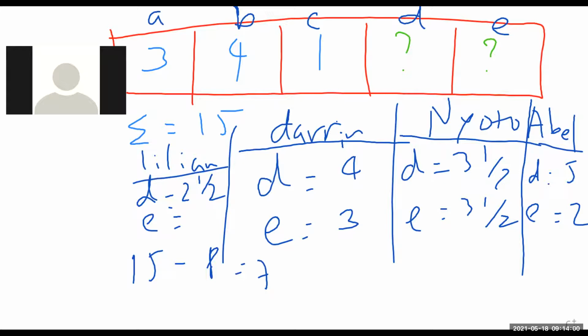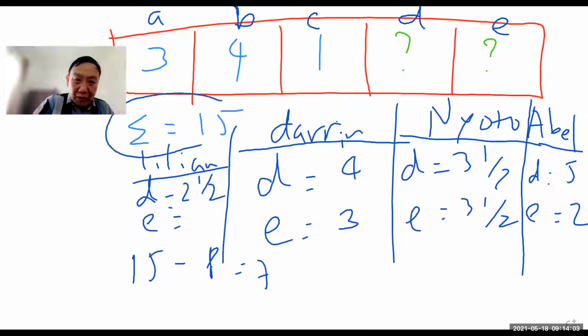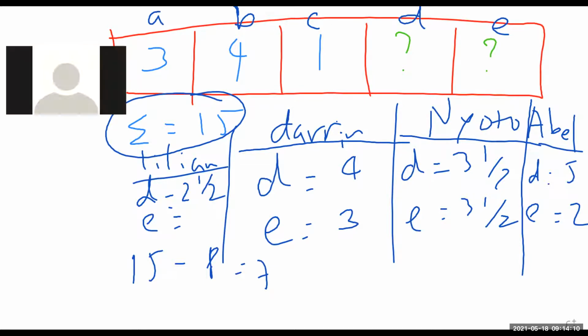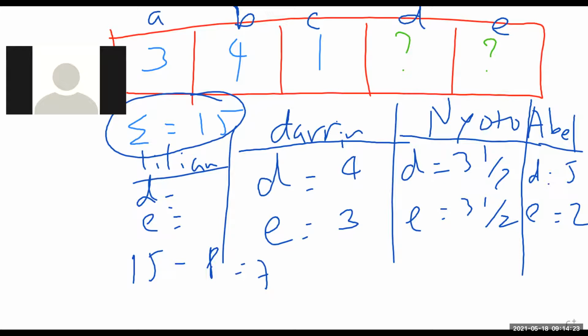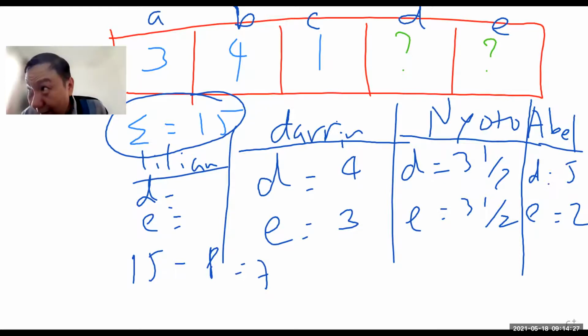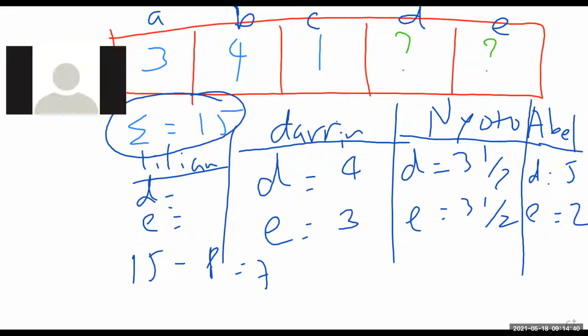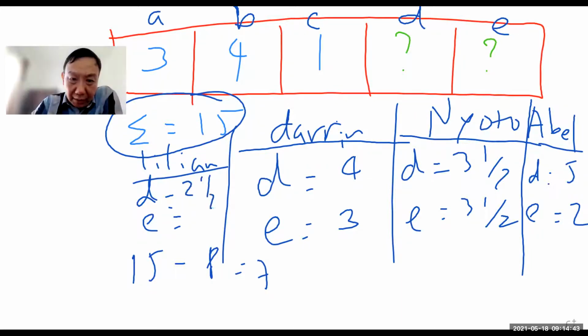Wait, is E supposed to be 15 or is the total 15? The total must be 15. The sum is 15, right? Then 6.5. You want 6.5. And then what is D and what is E? Yeah, E is 6.5, right? E is 6.5. 5.5. And then what is D? 2.5. Wait, what? And what is E?